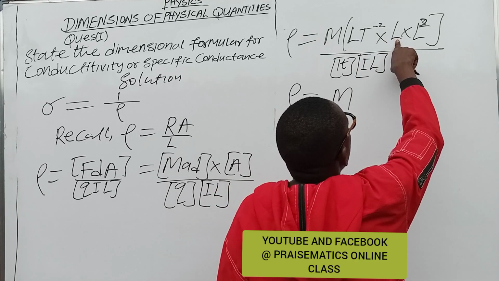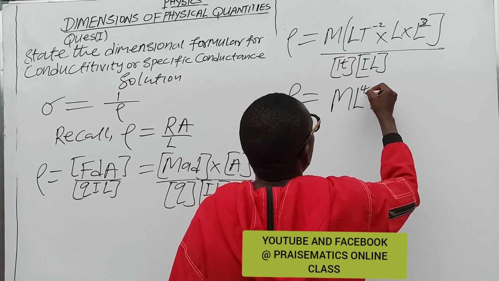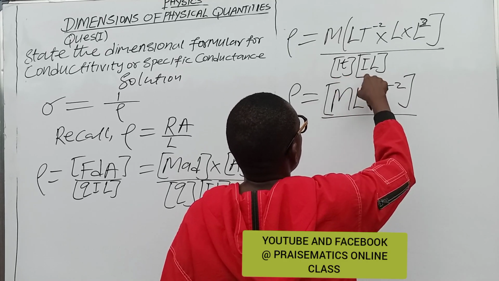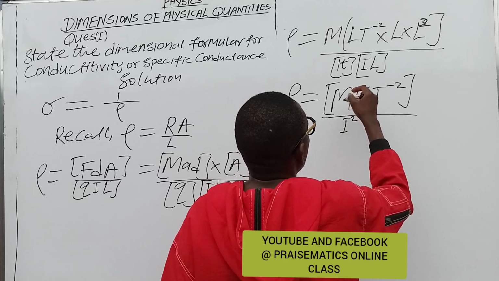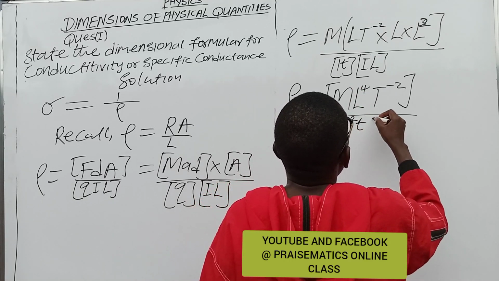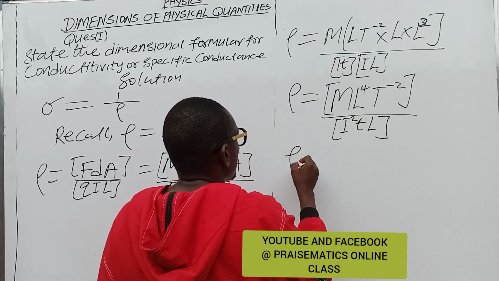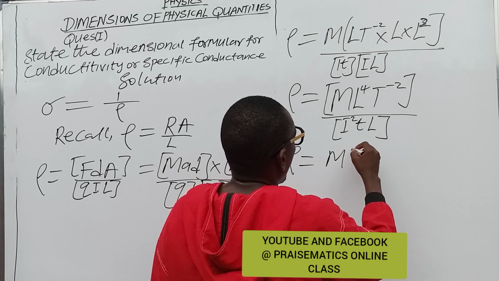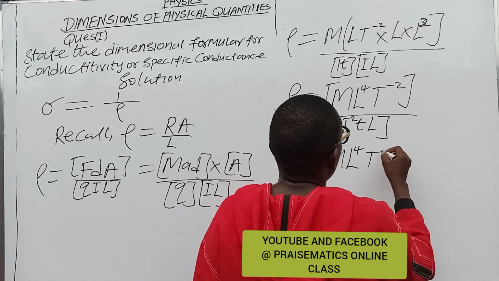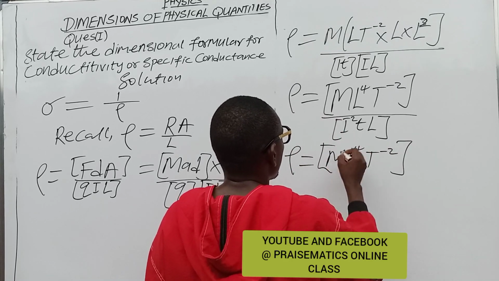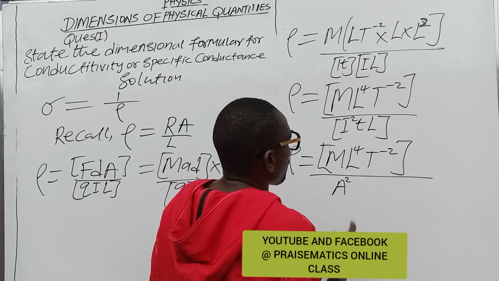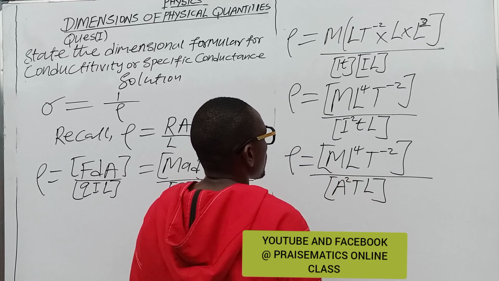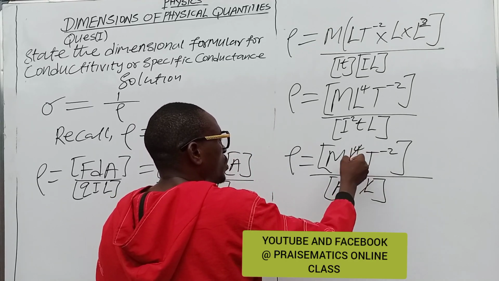So resistivity is equal to M, L times L, L squared, L squared times L squared gives us L to the 4, T raised to power minus 2, over I times I, which gives us I squared, multiplied by T, multiplied by L. So resistivity is equal to M raised to power 1, L raised to power 4, T raised to power minus 2, over A squared, where I is for ampere, T, and L. Mathematically, if you want to solve this, L can cancel this L.